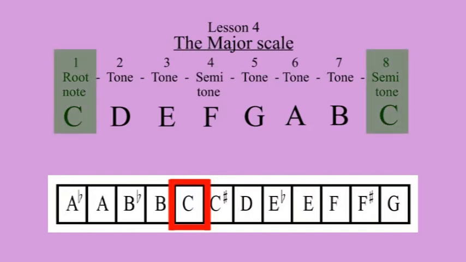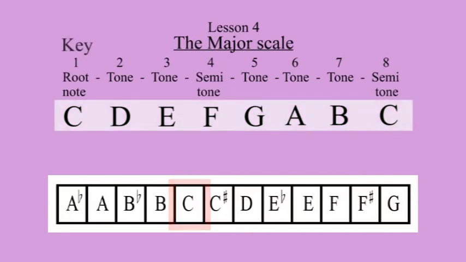In the major scale, the root note and the 8th note are always the same note. Here we have now completed the major scale in the key of C. The key of C in the major scale is the only scale that does not contain any sharps or flats. It is constructed of natural notes only.